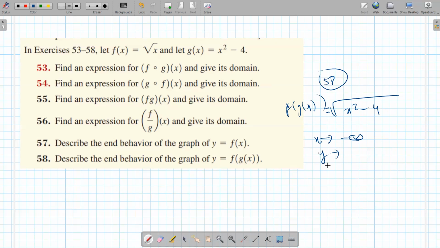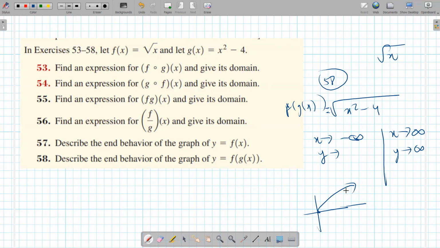Okay. So for this one, what's the parent function? Square root of x. Okay. So it would be going up. Well, you have to say whether it's going to positive infinity or negative infinity. I would say positive infinity. So when x is going to positive infinity, as x is getting bigger and bigger, y also gets bigger and bigger. Okay. So on this side, that's fine.